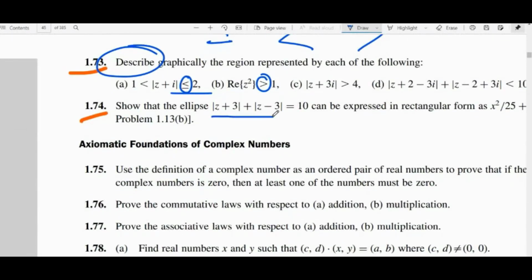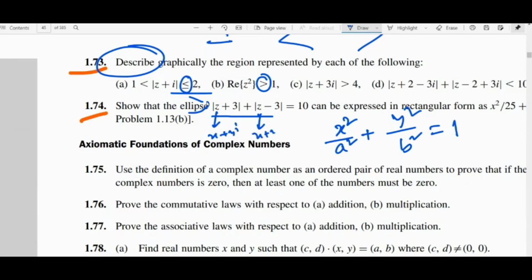Similarly, we have another equation here. This is with equal sign, and finally you have to show that with some algebra, by algebraic manipulation, you will reach one equation that will denote the equation of an ellipse. You know that the equation of an ellipse is x squared by a squared plus y squared by b squared equals 1. So the concept is the same. First input x plus yi, where you have z. So this problem is similar.